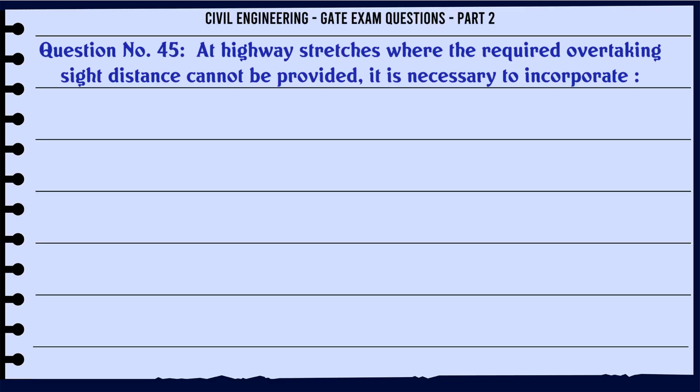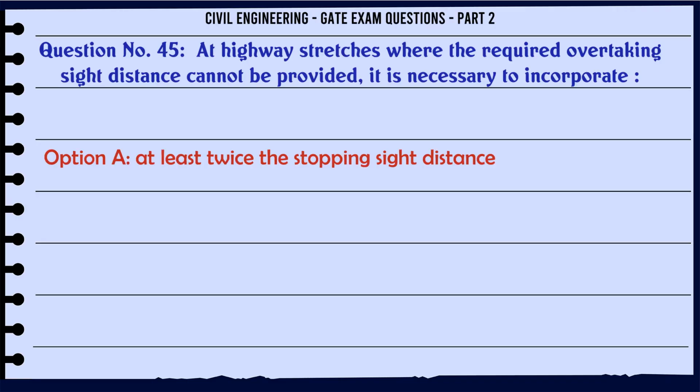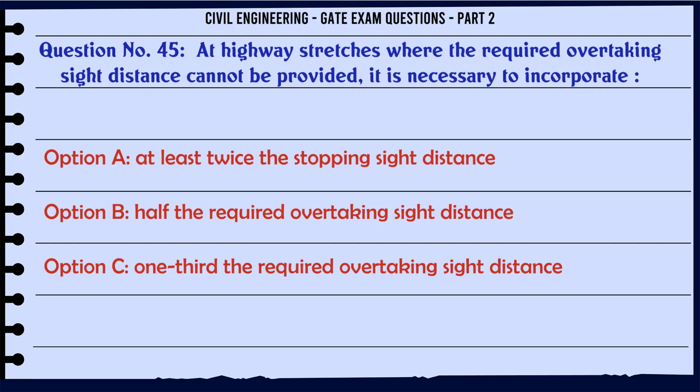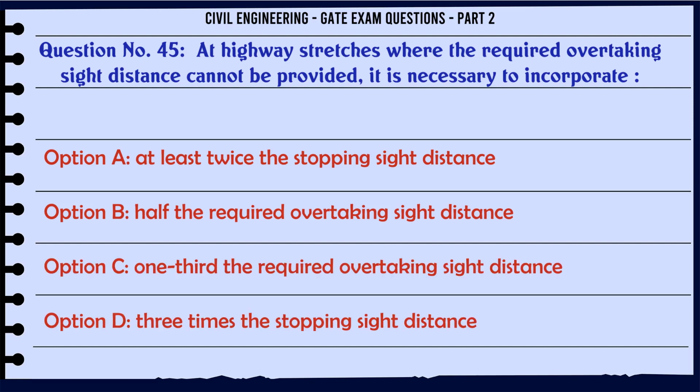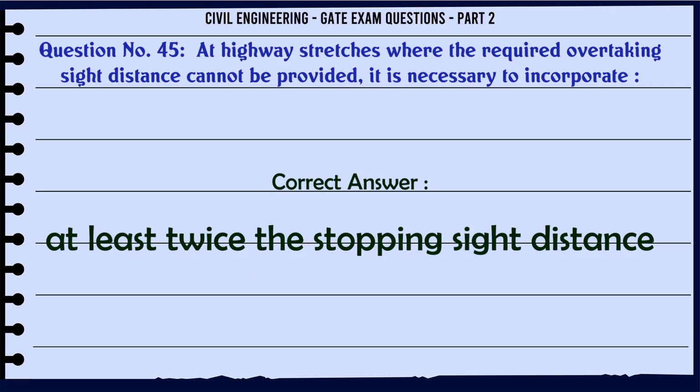At highway stretches where the required overtaking sight distance cannot be provided, it is necessary to incorporate A. At least twice the stopping sight distance. B. Half the required overtaking sight distance. C. 1/3 the required overtaking sight distance. D. 3 times the stopping sight distance. The correct answer is at least twice the stopping sight distance.